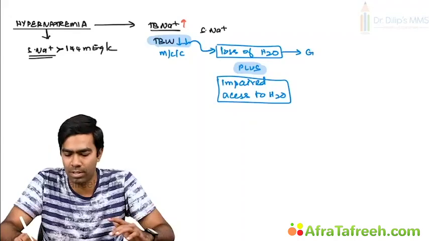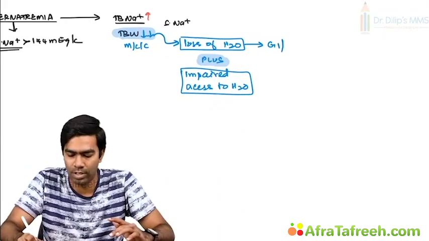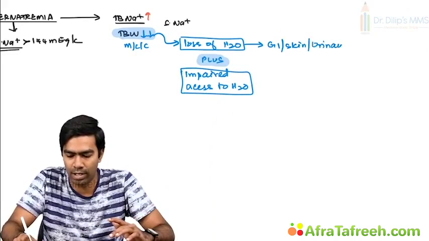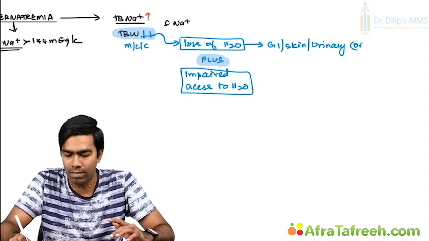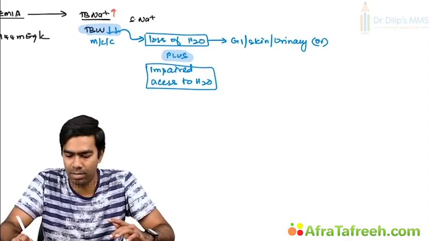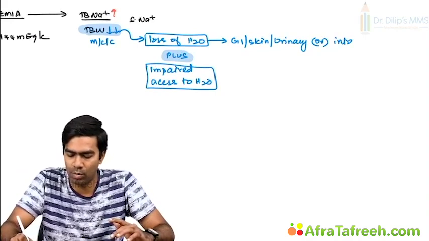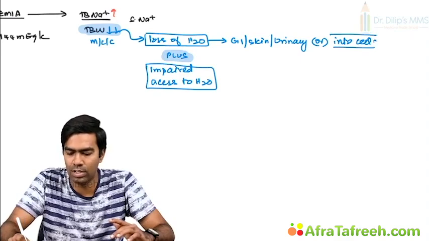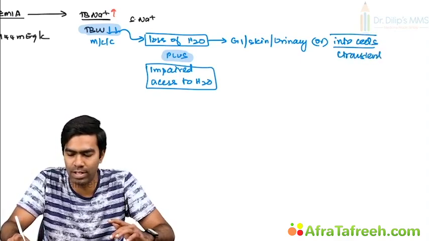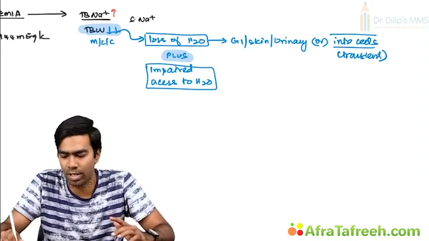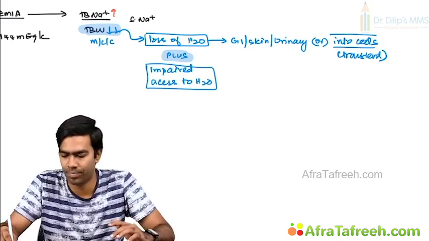Please understand. So this loss of water can be happening in many forms. It can be from the GI tract, or it can be from the skin, or it can be from the urinary tract, or even very, very rarely, it can happen into the cells. The water loss can happen into the cells as well. And usually this water loss that's happening into the cells tends to be very transient. Only for 5 to 10 minutes they will have hypernatremia.